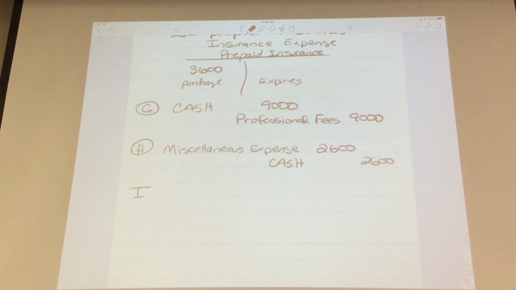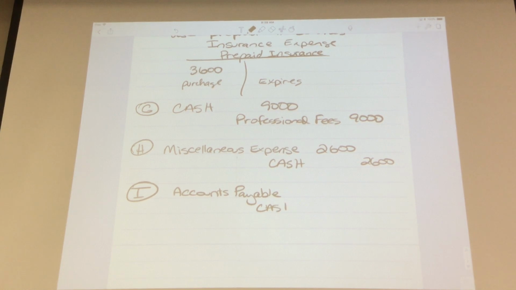Letter I, we paid cash to creditors on account. Okay, in letter I, we're making a payment of something that we owe as a business. So that will be accounts payable, debit, lower the liability, lower the cash because we did pay them $4,000. All right, any questions so far?